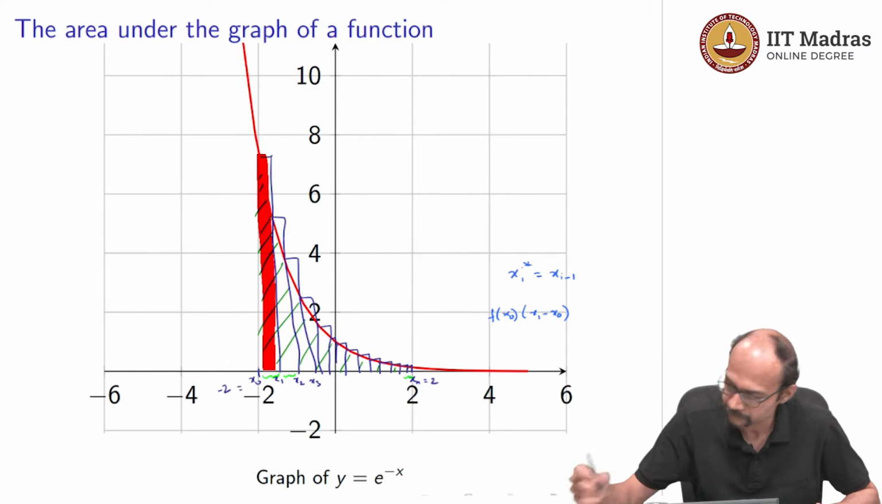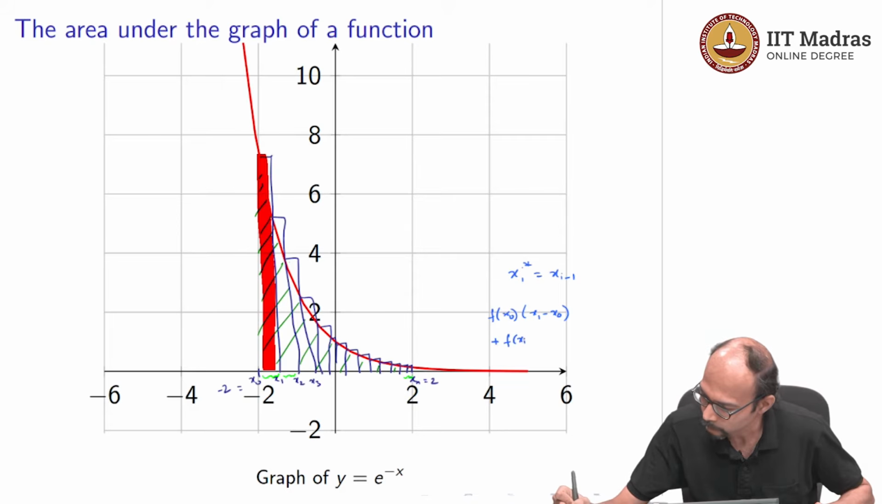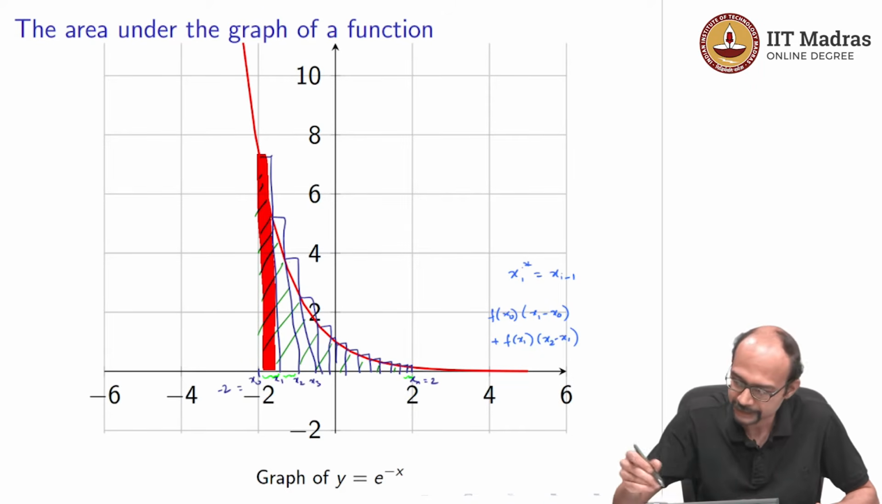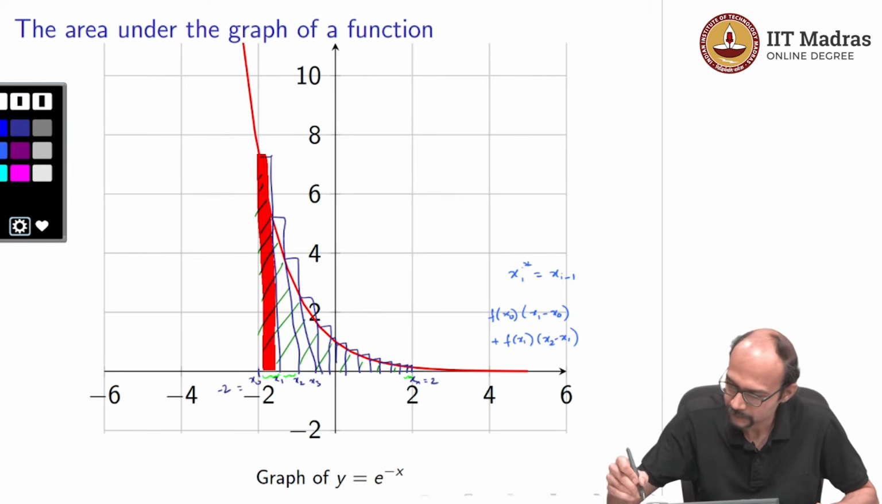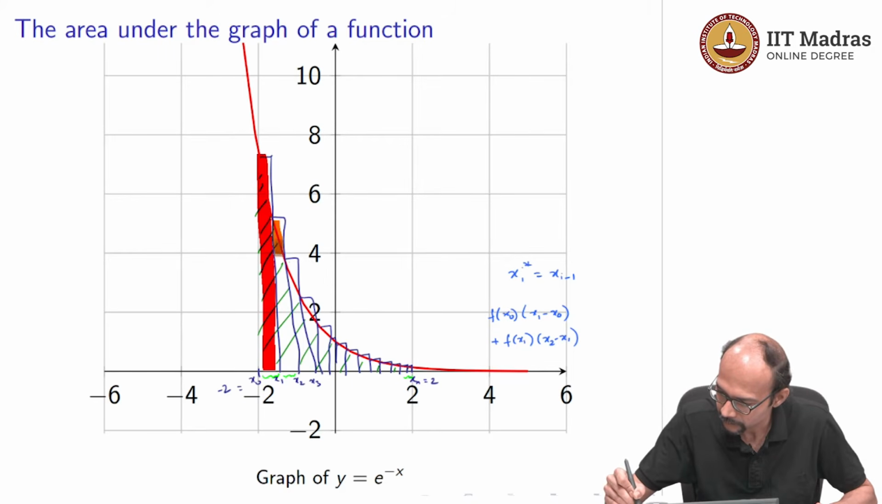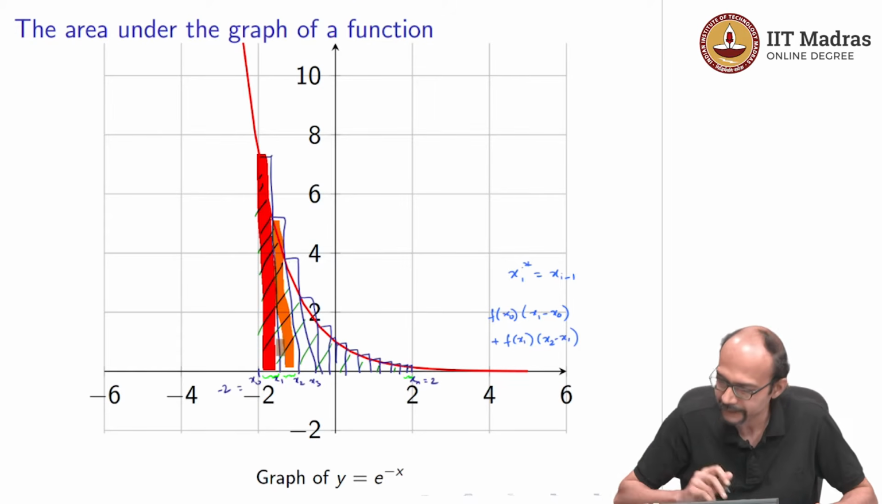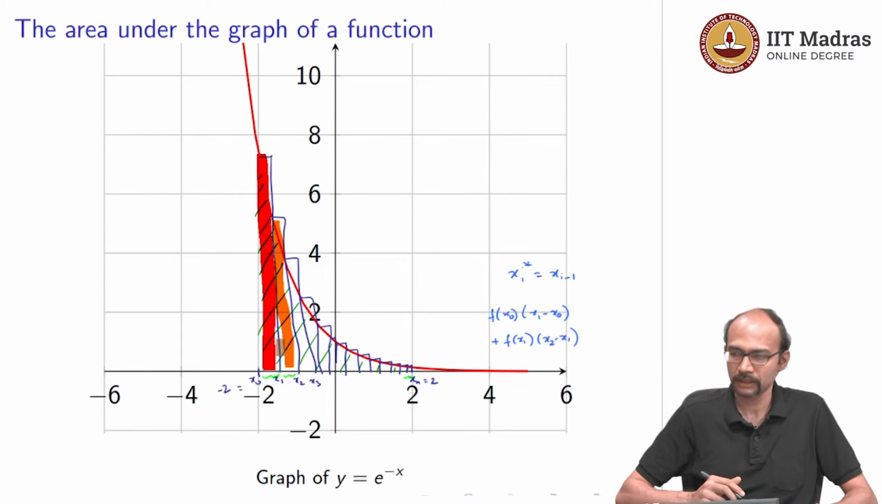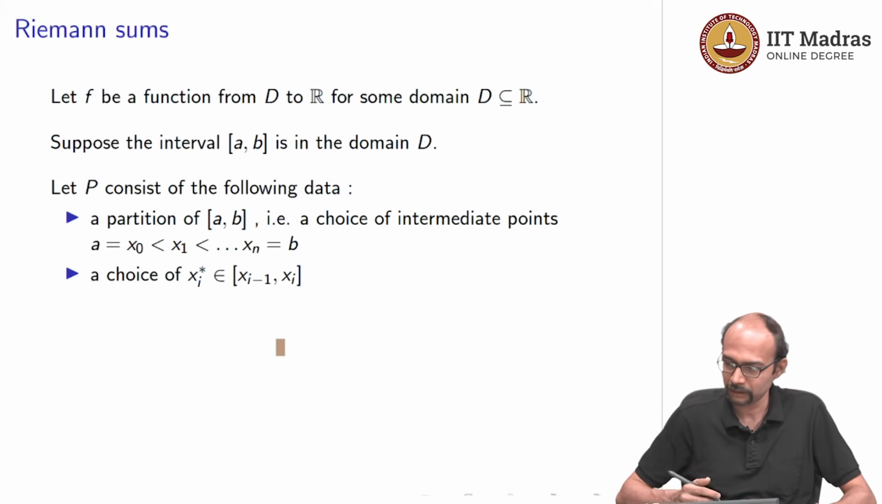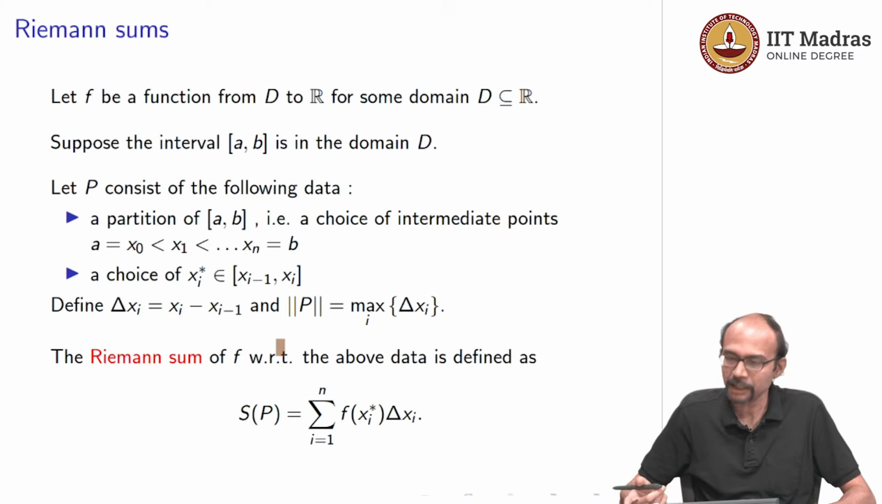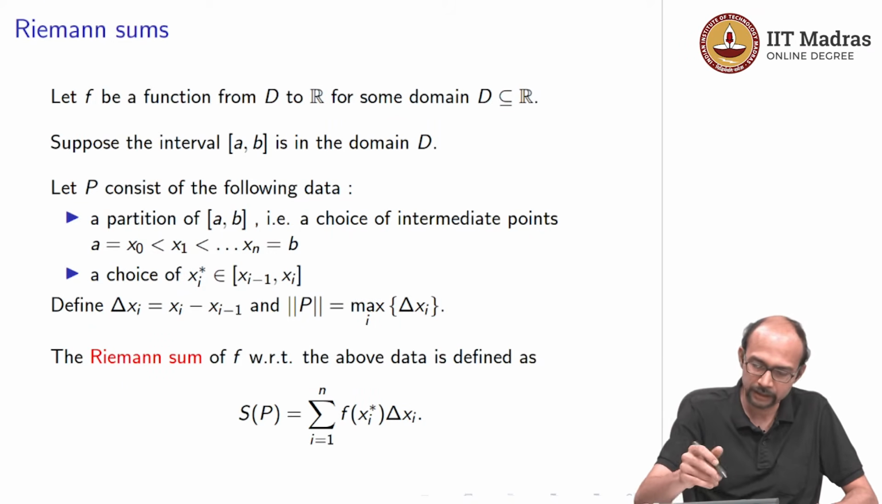What is the second one? The second one is f of x1 times x2 minus x1. That is exactly the second area, this second area here. So if we had chosen x_i star to be x_{i-1}, then the Riemann sum is exactly the sum of the areas of the rectangles.